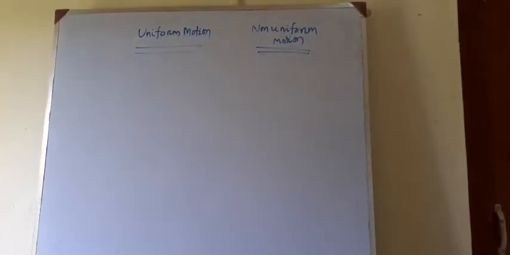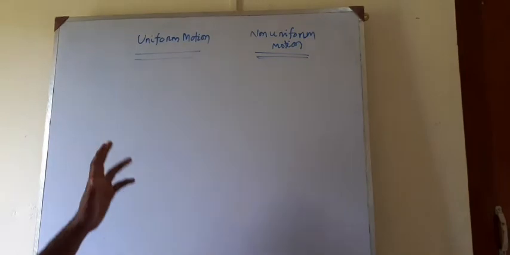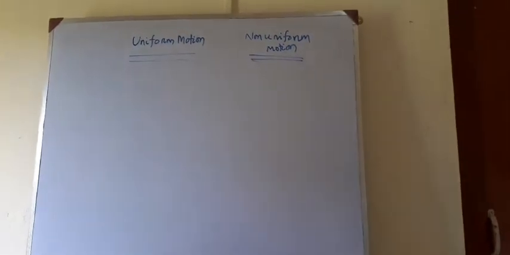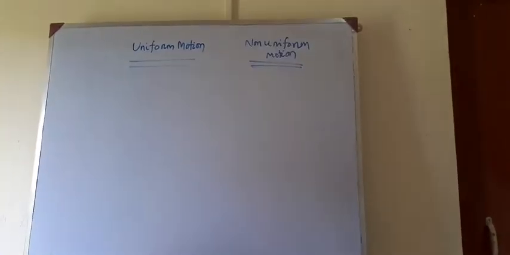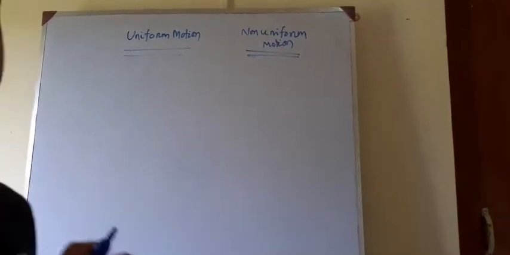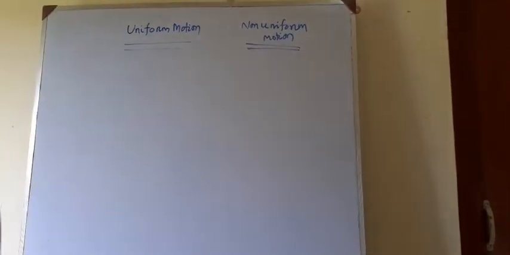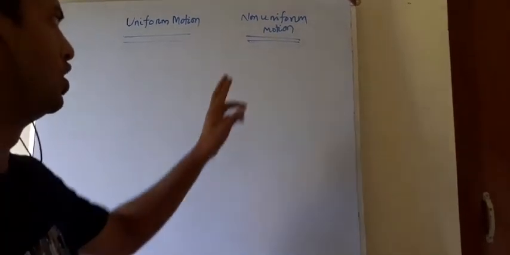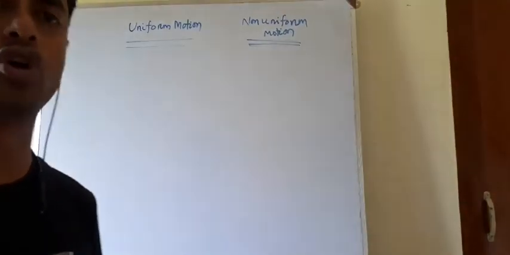All, this is my fourth video in motion. So basically here I'll discuss a comparison between uniform motion and non-uniform motion. Uniform motion means when a body is moving with constant velocity, it is called that the body is undergoing uniform motion. Non-uniform motion means velocity is not constant.